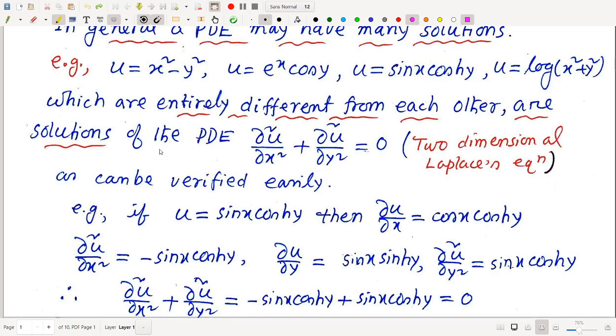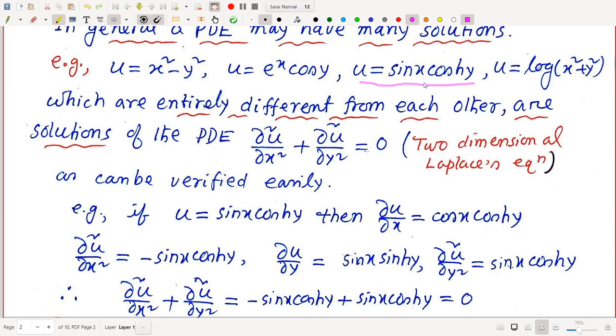But they are all solutions of the PDE del square u by del x square plus del square u by del y square equal to 0, which is known as the two-dimensional Laplace equation. And it can be easily verified. Let us verify only this one.